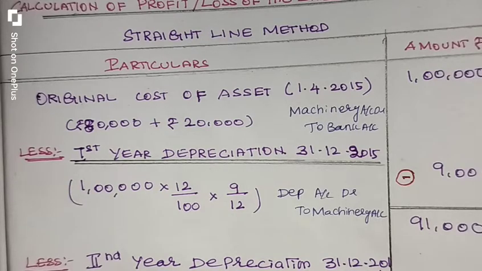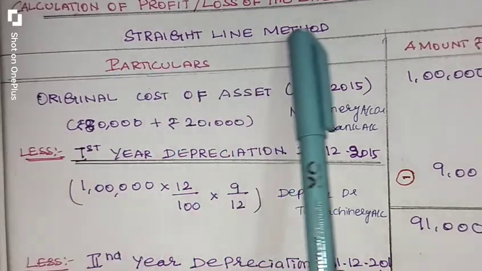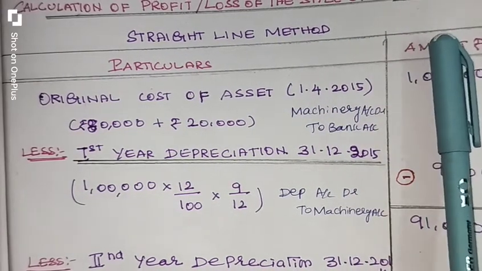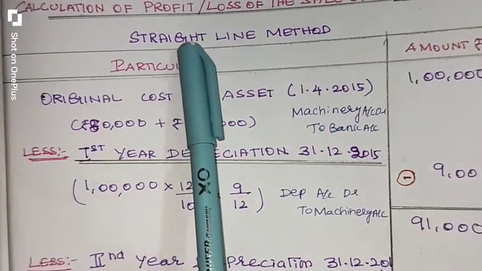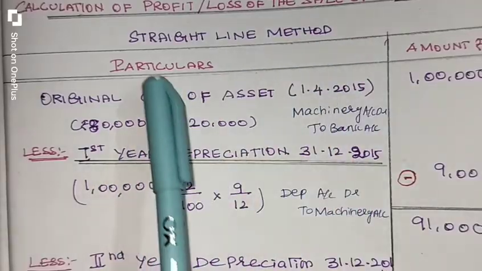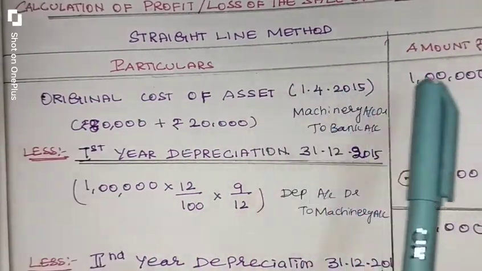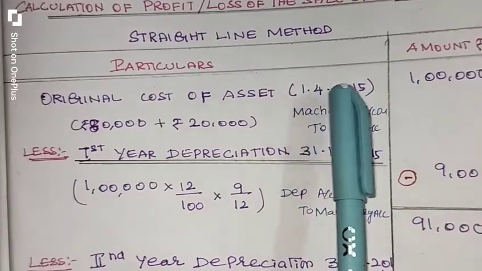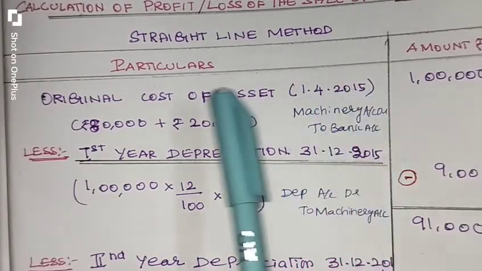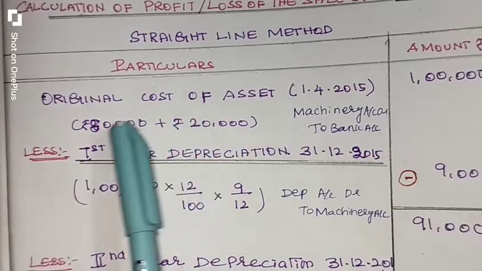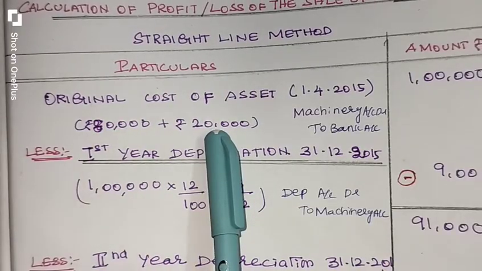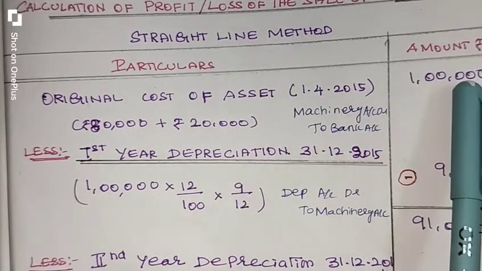Now we are going to calculate the profit or loss on the sale of the asset, using the straight line method. What's the original cost of the asset? 1 lakh rupees, dated 1/4/2015. So original cost means 80,000 plus installation charges. We have to add it, and we will get 1 lakh rupees.